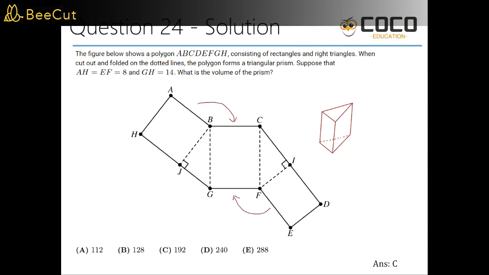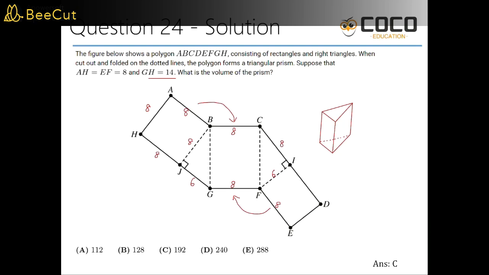You say AH is 8, EF is 8. So EF goes to GF, means GF is 8. The base is a rectangle, so BC is also 8. And since AB goes to BC, AB is also 8. Then HJ is 8. This side surface is a square. Okay, GH is 14. 14 minus 8, so GJ is 6. On the opposite side, it is the same. This is 6, this is 6, this is 8.